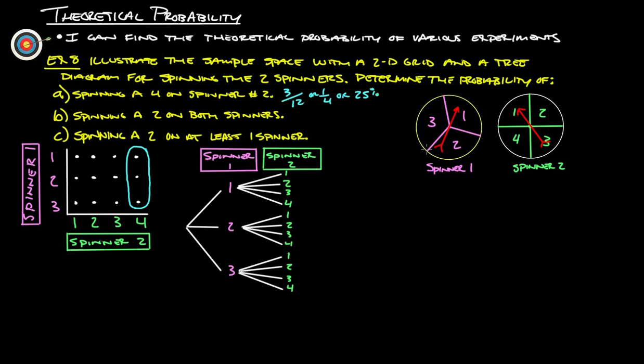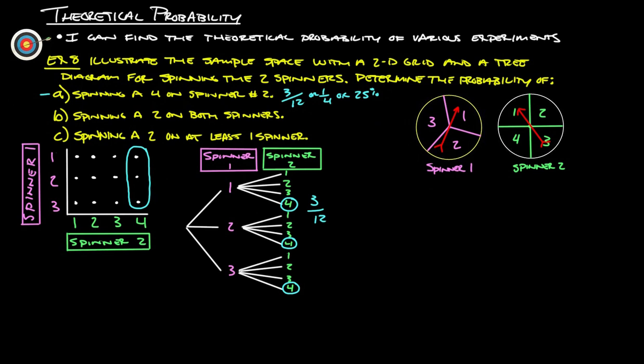Now we could also do that on the tree diagram. We're looking to spin a 4 on spinner number 2, so here's our 4, 4, and 4. That is also 3 out of a total of 4, 8, 12 possible outcomes. So again, same exact thing. That's two different ways to find the same answer with the 2D grid and the tree diagram.